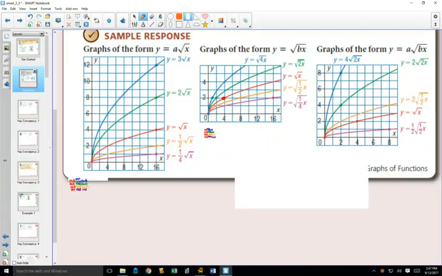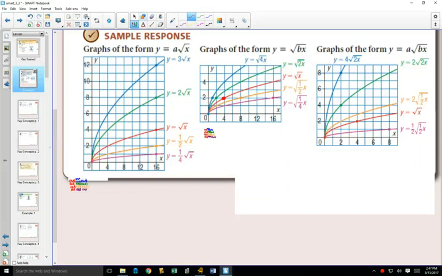And finally, with the last one, what happens if both of those things are together? So now, again, we're starting off with the starting point on the red graph is 4, 2. And here we have two things. In the blue graph, we have y equals 4 times the square root of 2x. So we have a 4 outside of the function and a 2 inside of the function.